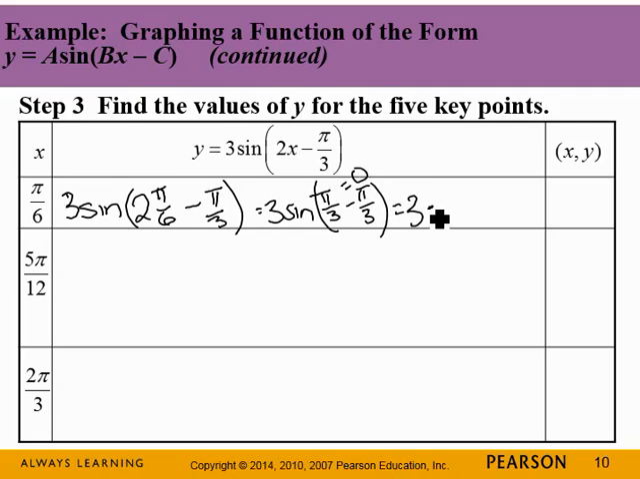So you have 3 times, you want to go back to your chart and look at what is sine of 0. Sine of 0 is just 0. So at pi over 6, you're going to be at 0. You're just going to continue down for all of them, doing the same thing.